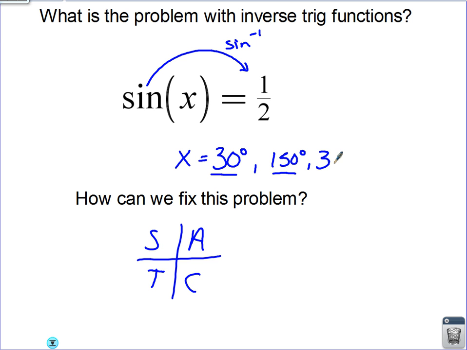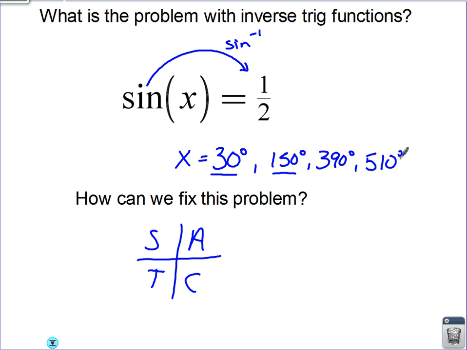390? 510, I think. What's the sine of 390? 1/2. What's the sine of 510? 1/2. What's the sine of negative 330? 1/2. So do you see an issue here?